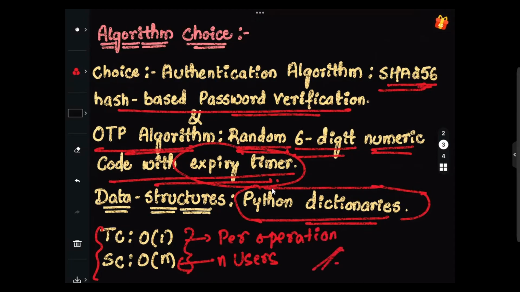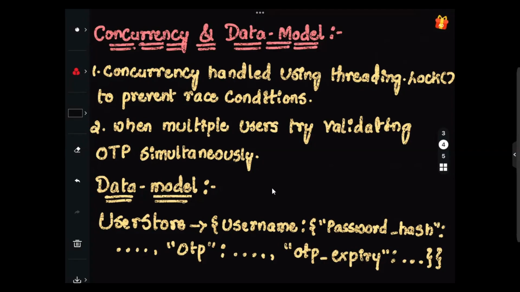So this is about the algorithm choice. The authentication system uses SHA-256 hash based password verification. The OTP algorithm uses a random 6-digit numeric code with an expiry timer. The data structure will be Python dictionaries, and the time complexity and space complexity for the code we'll be writing would be O(1) and O(n) respectively. Now we are done with the algorithm choice.